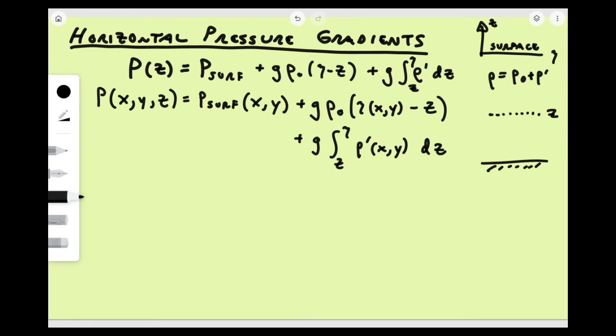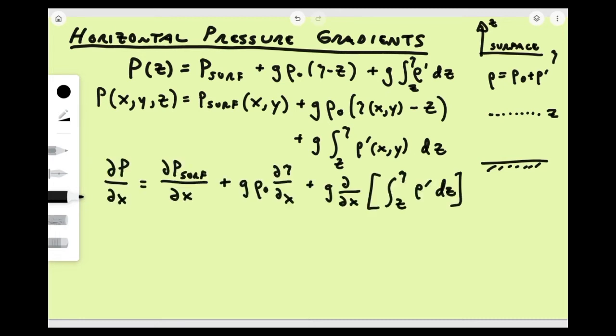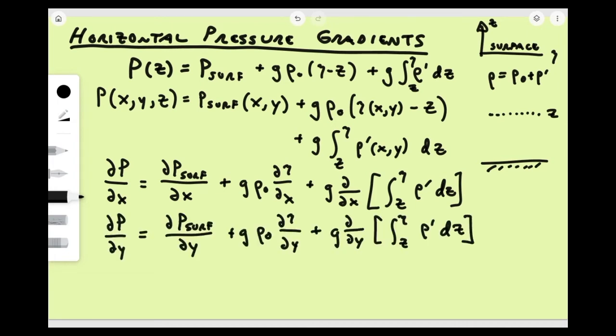The next step is to take partial derivatives. The first one with respect to x, and then the second one with respect to y. Here's dp dx. You can see we have a partial derivative of the surface pressure, one of the sea level, and one of the integral of rho prime. And in this equation, I didn't include the parentheses x, y, z, or the parentheses x, y, because we already know what it's a function of. You can put that in, it just makes the equation look longer. And here's the partial derivative with respect to y.